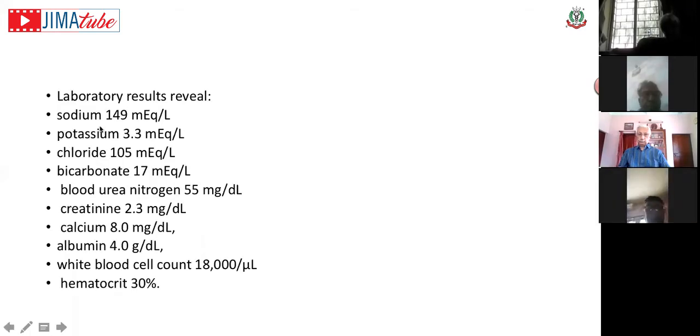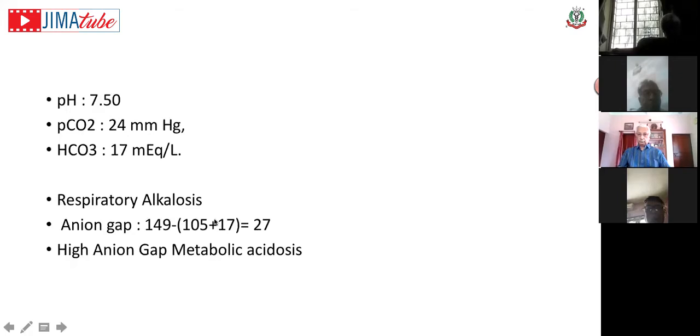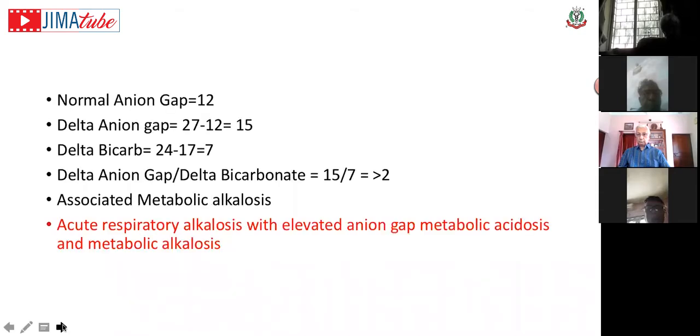But if you look at the sodium, potassium, chloride and bicarb, there is an anion gap in this patient. This is chloride, this is bicarb. So there is an anion gap acidosis along with respiratory alkalosis in this patient, which was hidden. Just by looking at this, you could have said this patient has acute or chronic respiratory alkalosis. But by looking at this, you could say that there is a hidden anion gap acidosis. So the normal anion gap is 12.